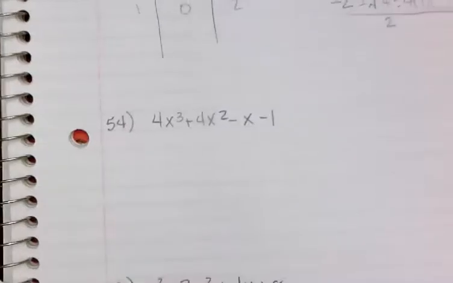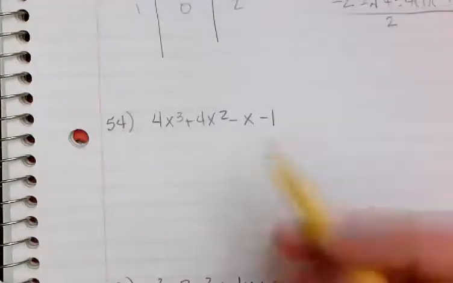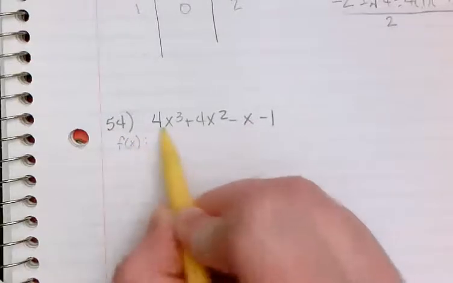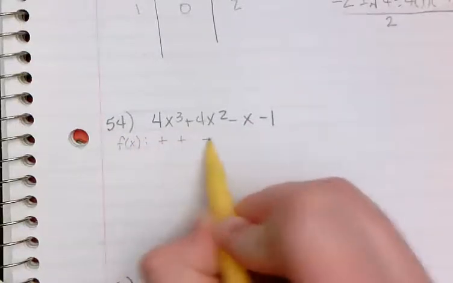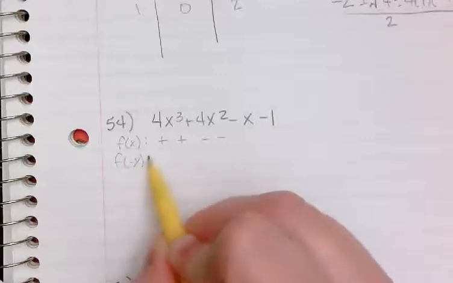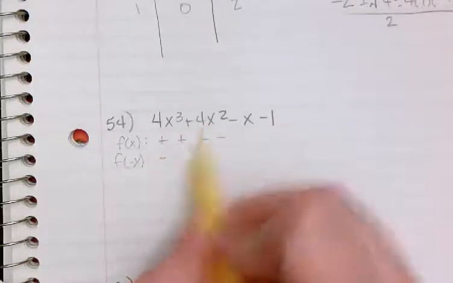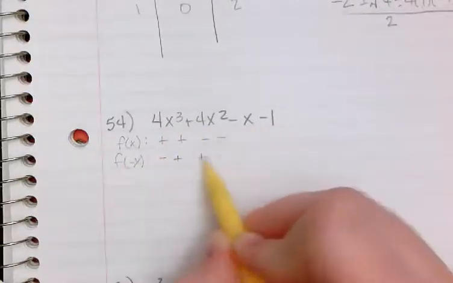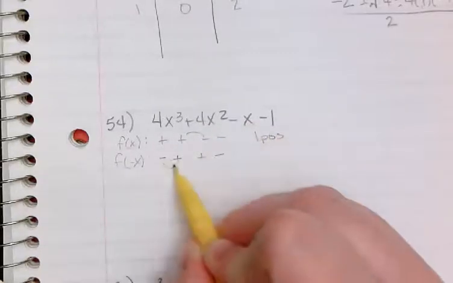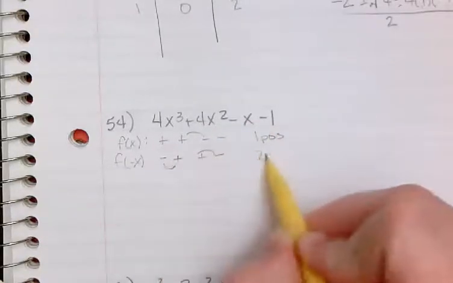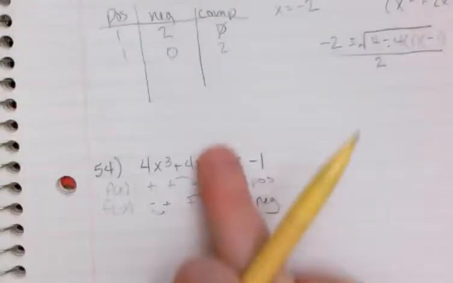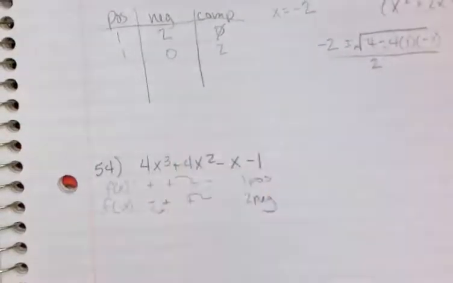Okay, so here I'm going to do Descartes' rule again. f of x: positive, positive, negative, negative. f of negative x, odd degree, so negative, positive, positive, negative. So I have one positive and 2 negative. So my chart would be the same as the one up here. For sake of time, I'm not going to remake it.